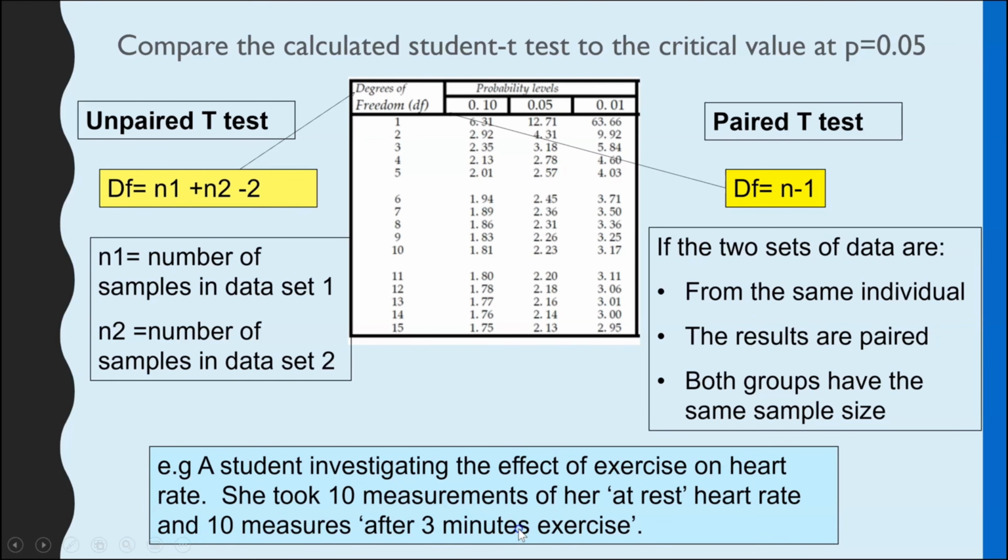So for an example of a paired t-test, a student investigating the effect of exercise on heart rate, and if they were taking all of those results just from one individual, it'd be a paired t-test. So once you then know your degrees of freedom, you would read across. So let's imagine we had 5 degrees of freedom. You would then read across, and we compare to the p-value of 0.05, or in this table they've called it probability value. So 0.05, and you'd have to see, does your calculated value exceed or meet that threshold critical value?